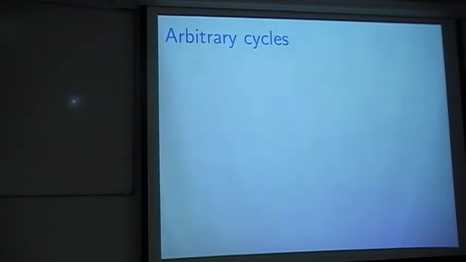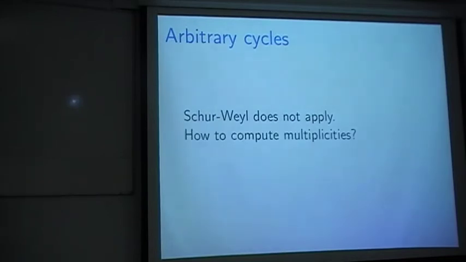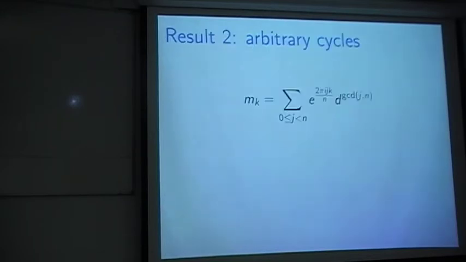Okay. So how to do this in general? Schur-Weil doesn't apply to give us the multiplicities or the irreducible representations, but the representation theory of finite groups has other tools to do this, and in this case you just compute the character table. I don't have time to tell you about it. We gave an introduction to it in our paper, but it's already very well known. And then you can derive the following formula.